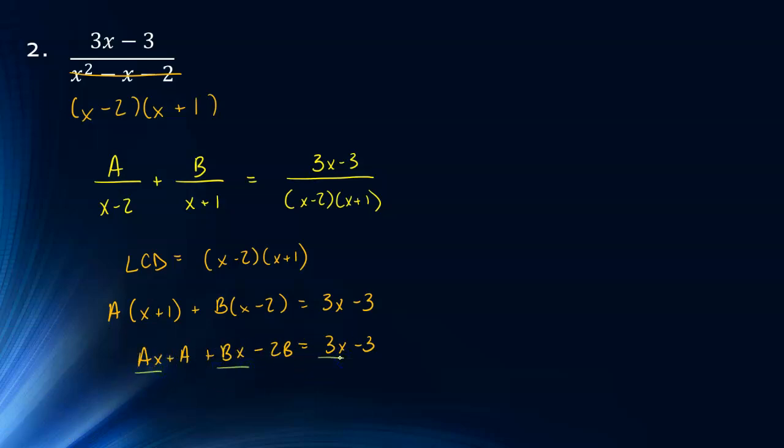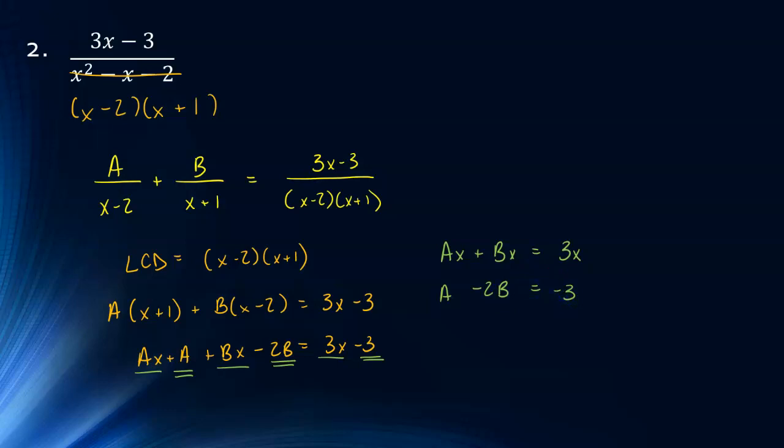So when we set up our equations, I'll do that over here. We would have ax plus bx equals 3x. And then our other equation for just the constants, where we don't have a variable, we would have a minus 2b equals negative 3.